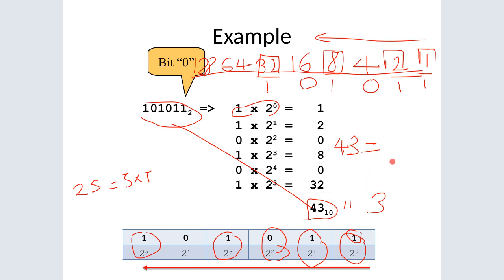Let's take another example. Let's take 28, which is in base 10, and we want to convert that to binary. So how do we do that? We see that the number nearest to 28 is 16 here. So we pick 16. If you take 28 minus 16, you'll be left with 12.